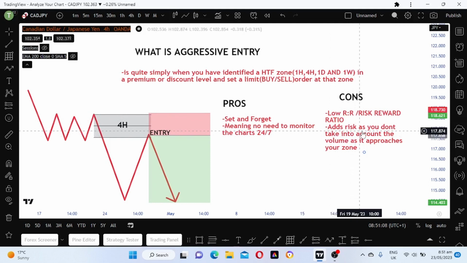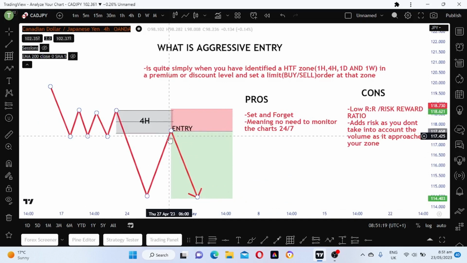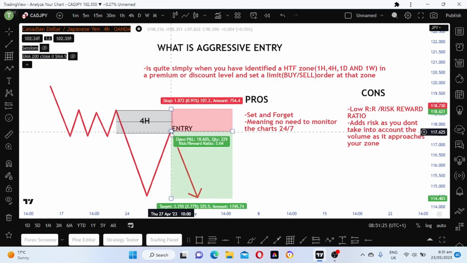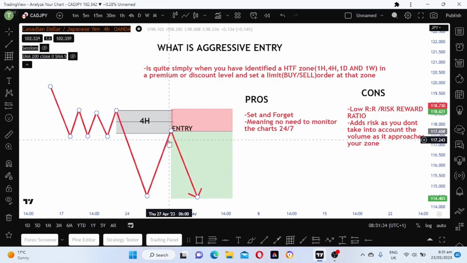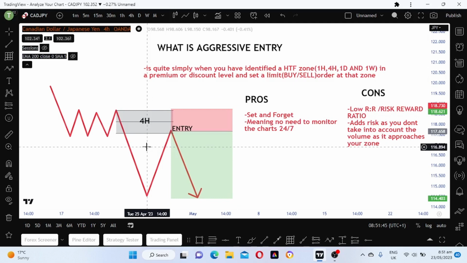It adds risk as you don't take into account the volume as it approaches your zone. Let me explain it nicely. When the market is approaching this zone, you just enter aggressively, so you don't know how much of a pullback there will be. Where will the market pull back? The market can either pull back until here. You don't know. So it's very risky to enter with this aggressive entry, because we don't know how much the market will pull back.